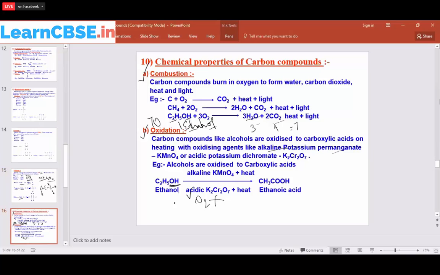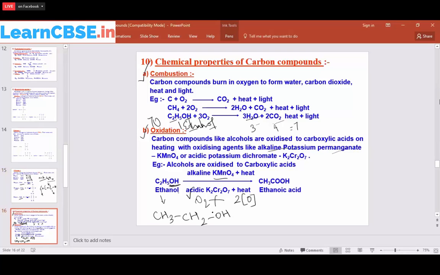OH is ethanol. So when we are supplying the oxygen atom, one water molecule will be removed. So here actually we can write it this way. The ethanol is CH3CH2OH. So this KMnO4 or K2Cr2O7 will supply two oxygen atoms to us. Two oxygen atoms. So we should not write the O2. So two oxygen atoms it will supply.